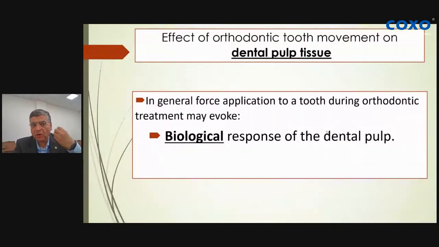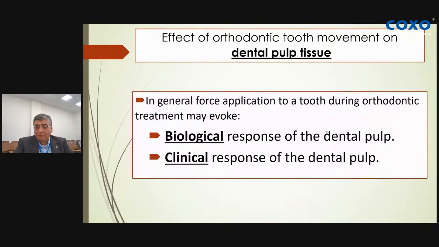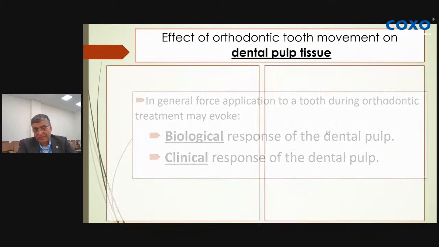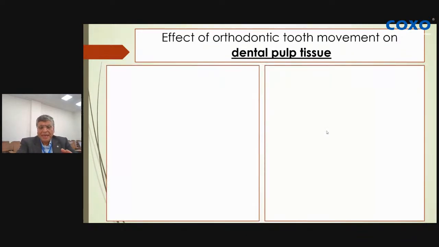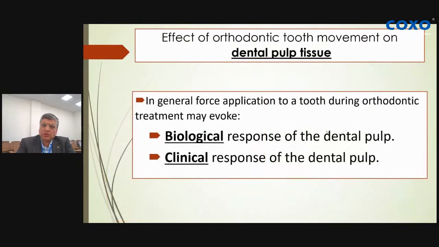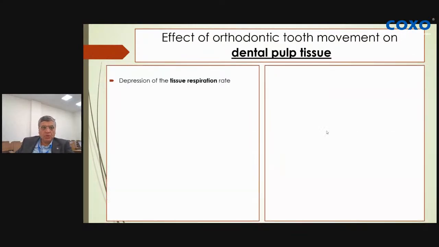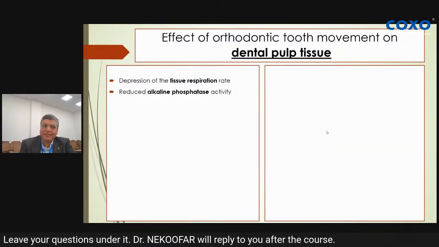And this is, first of all, a biological response, not more than that. But unfortunately, sometimes it may end up as a clinical response of the dental pulp, which we're going to look at further, and I will list them to you. If we first look at the biological response of dental pulp, the first thing that happens is depression of the tissue respiration. So tissue respiration will decrease.